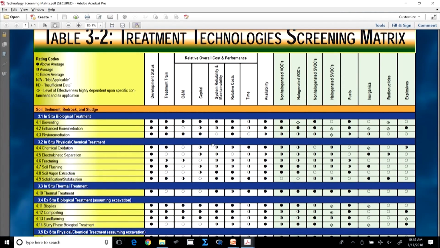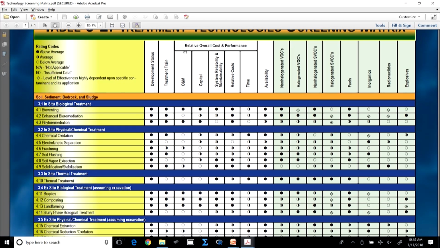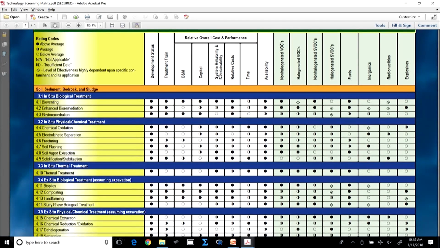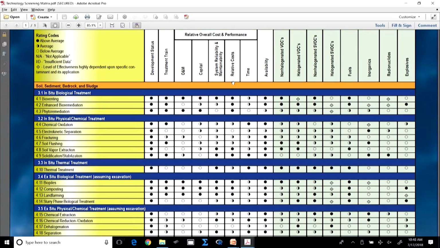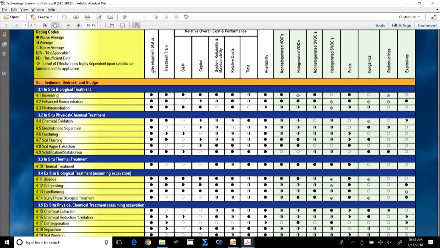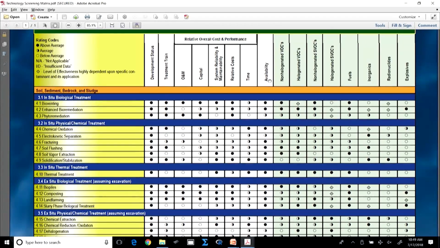So let's look at what we have in this treatment technology screening matrix. Here we have the relative overall cost and performance, operation and maintenance, capital cost, reliability and maintainability, relative cost and timeline, and also development status, as in is it mostly at the research level, or has it been put in practice for quite some time. Development status, treatment train, and availability, I guess.